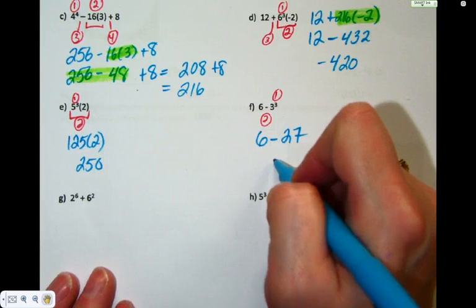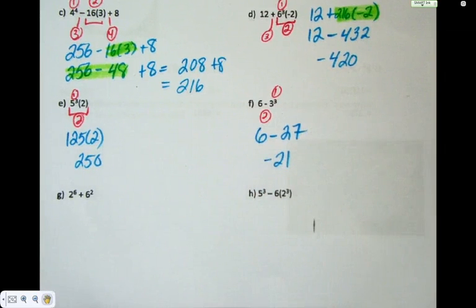Kind of. There's another example of a non-calc BEDMAS question. If you just looked at it like that, 6 minus 27, it'd be negative 21. Turn to your partner. This time you're going to do G and H together, and then we'll talk. So I'll give you about 3 minutes.